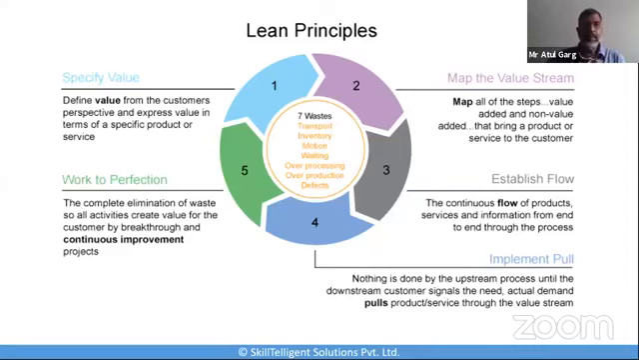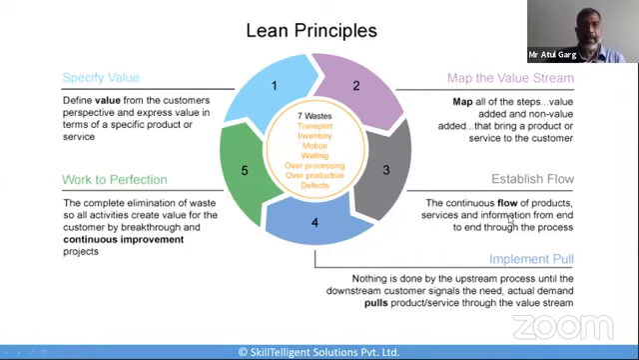The fifth principle is work towards perfection. This means completely eliminating the wastage. So all the activities which you carry out create only value for the customer by some kind of breakthrough, innovations, or continuous improvement projects. There should not be any non-value added activity which you perform, right? So if that happens, then you have got perfection and everything is producing some kind of value for the customer. So these are the fundamental lean principles.